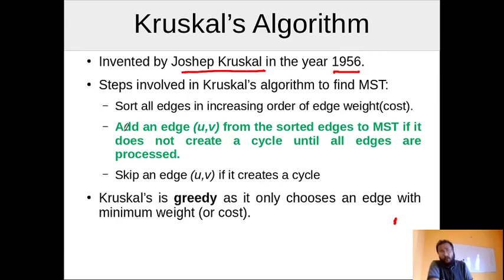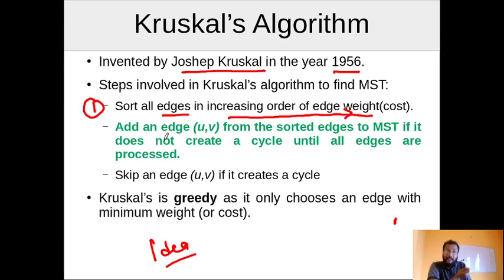Now, I will explain the idea behind Kruskal's algorithm. It is very simple. The first thing is you have to sort all the edges in increasing order of weight. And from that sorted list, you select the edge (u, v) and put it in the minimum spanning tree only if there is no cycle. If it does not create a cycle, then you select the edge. If by selecting (u, v) it creates a cycle, you have to skip that edge. This is the idea.